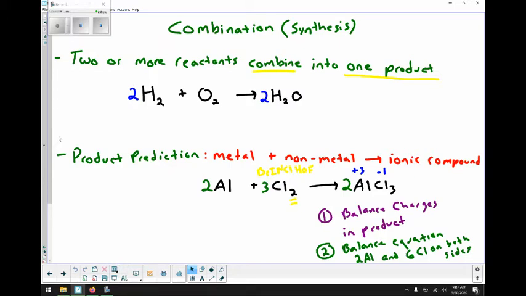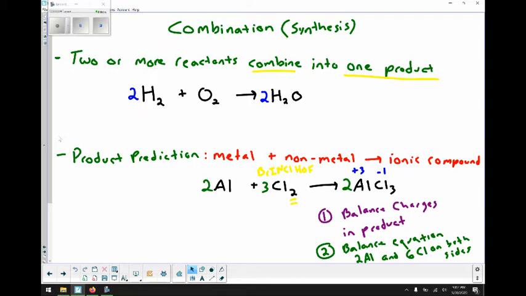What I would expect you to be able to do, if I give you the whole equation, just recognize it as combination. So even if it's more complex, as long as a bunch of things combining into one product, that's combination. If I only gave you the first half, as in the product prediction example, aluminum and chlorine, I would expect you to combine them into an ionic compound. So the only prediction I will expect you to do is metal plus nonmetal makes ionic compound.